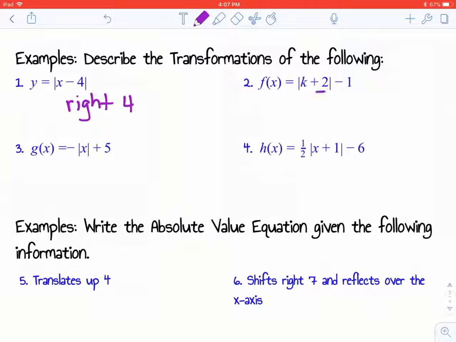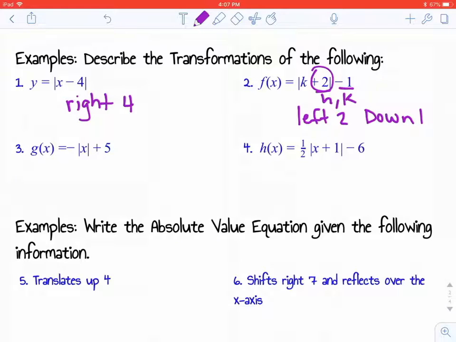Number 2 has the plus 2 on the inside of the absolute value and then minus 1 out back. So that's our h and our k. So h being positive 2 makes it shift to the left 2. And k is negative 1. So that would go down 1 unit.